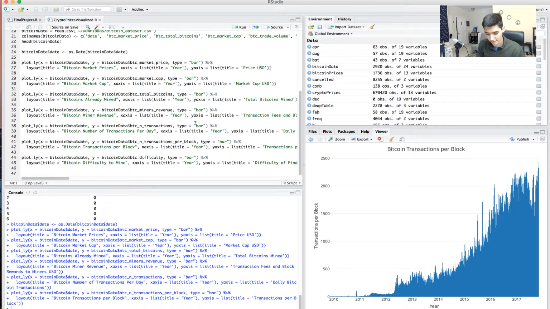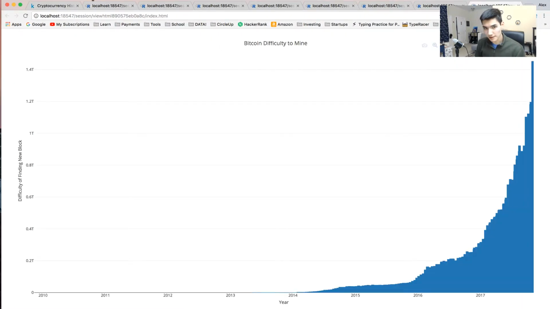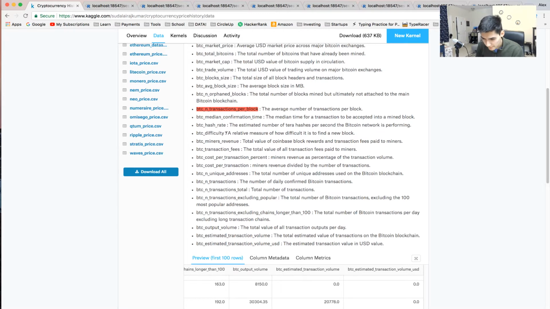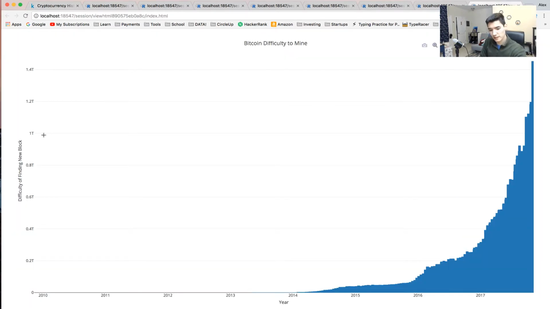And the final plot I've made for you guys is the difficulty to mine of a Bitcoin. This I thought was really cool. Open this up. Let me show you what the description of this is. Difficulty: a relative measure of how difficult it is to find a new block. So I'm not sure what these units are. On the y-axis you'll see a T. Not sure what that is, but I'm assuming that the higher the T value, the more difficult it is to find a block.